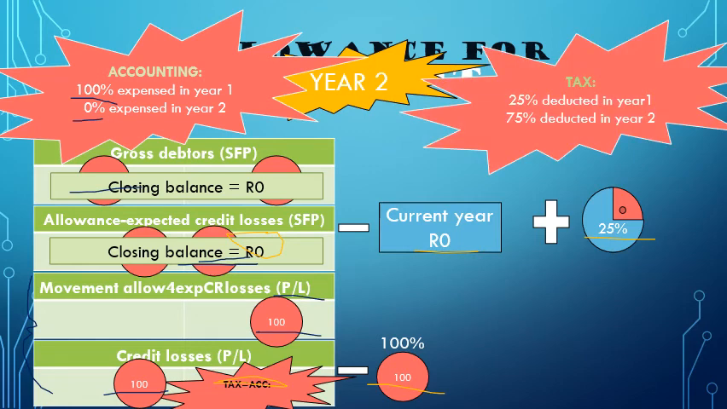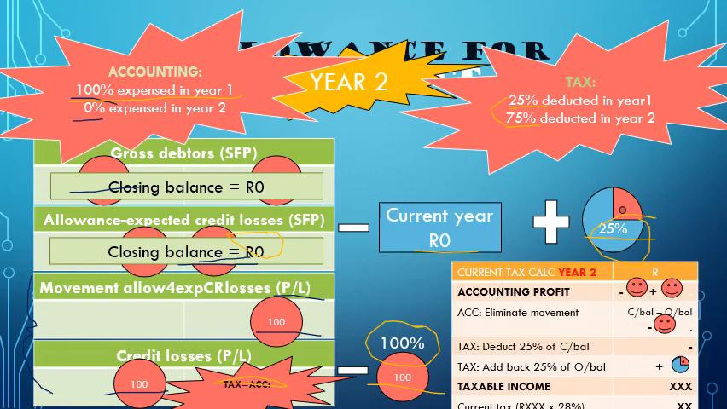Okay, so effectively what is happening? Effectively, for tax purposes, we got the 25% deduction in year 1, but in year 2, we are getting 100% deduction, and then we add back the 25%. So minus 100 plus 25% gives us a 75% deduction in year 2. So for tax purposes, these amounts in the allowance for expected credit losses are effectively deducted over 2 years, whereas for accounting purposes, it's deducted in 1 year. But in the end, the full 100% is deducted, so we only have a timing difference.